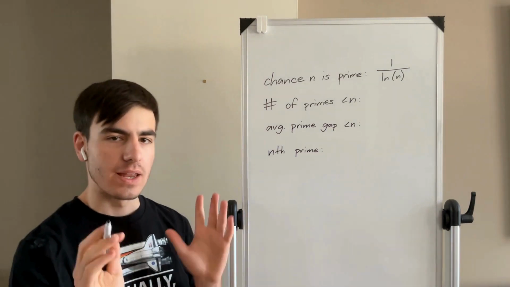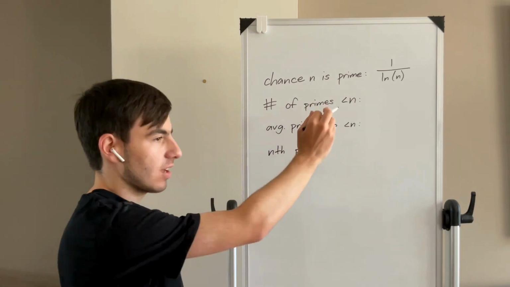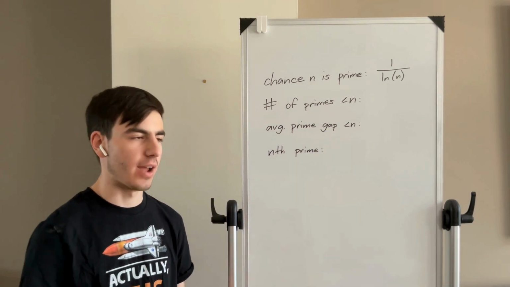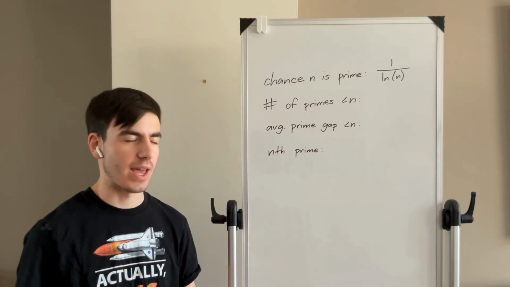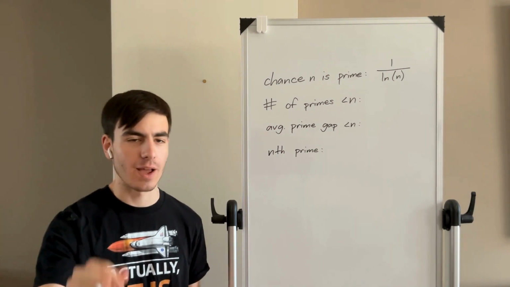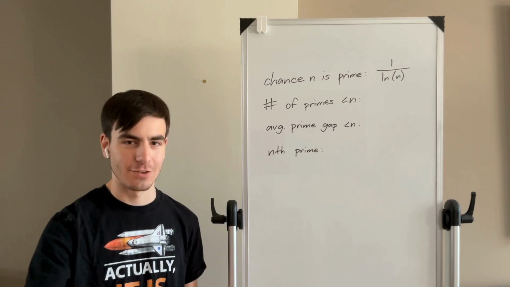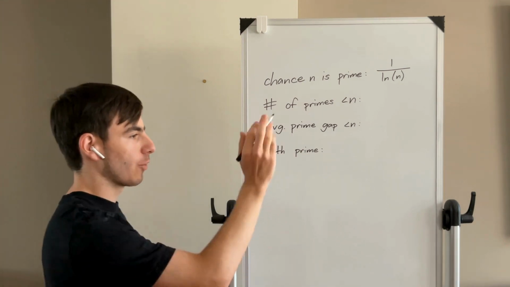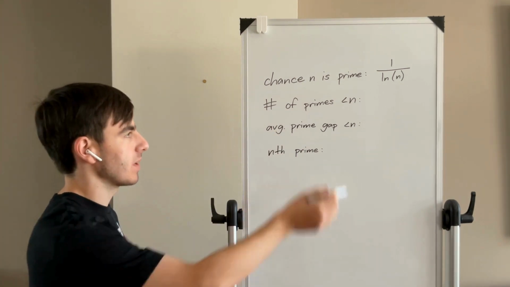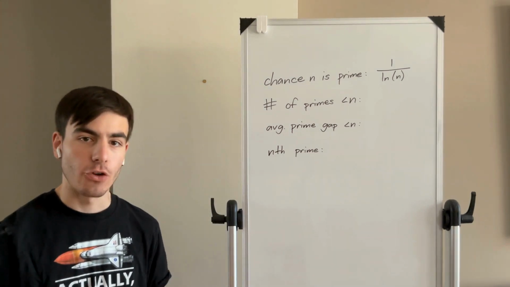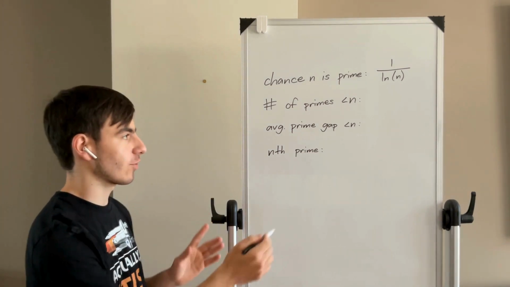Okay, so now that we know that the probability of a number around n being prime is 1 over log n. By the way, whenever I say log, I mean the natural log in this video. Just wanted to clarify that. So if the probability of a number around n being prime is 1 over the natural log of n, there are a few other things we can say just based on this.